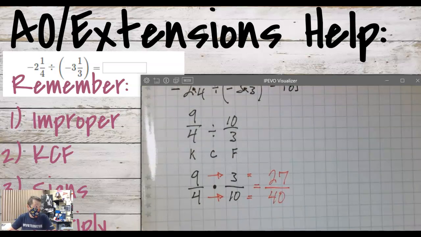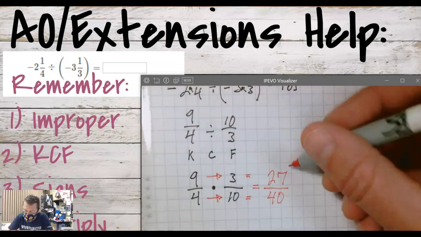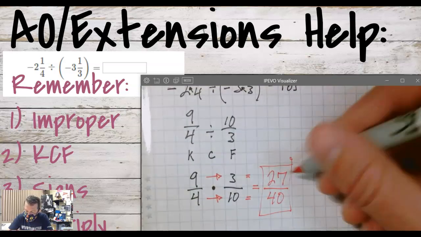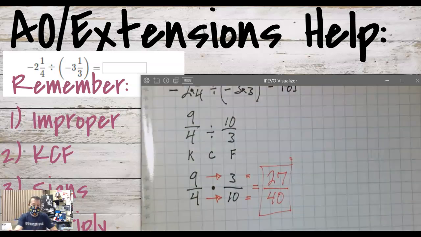I'm not sure if we can. 27 divides by 9 and 3, and that's pretty much it. 40 divides by 2, 4, 10, 20. I don't think that can be reduced. Do you? Yeah, I think that's it. So this is as simplified as we get, because when we think about the factors, none of them are common.